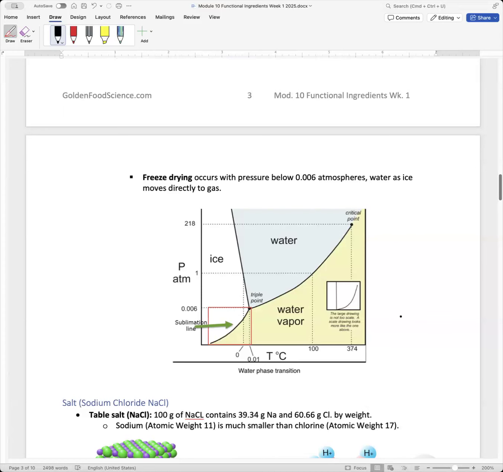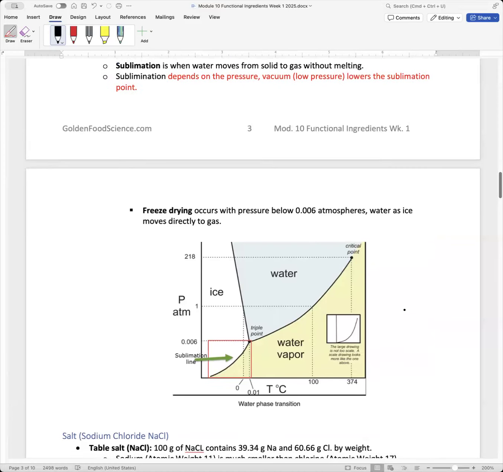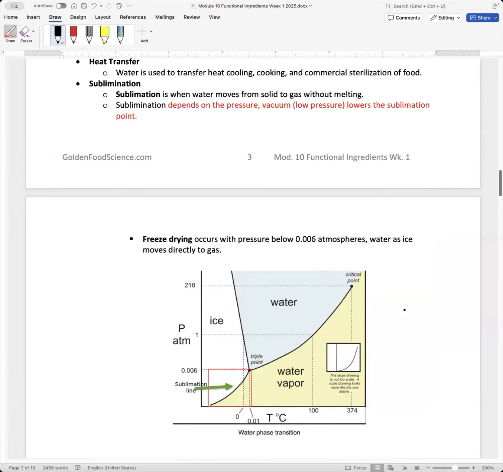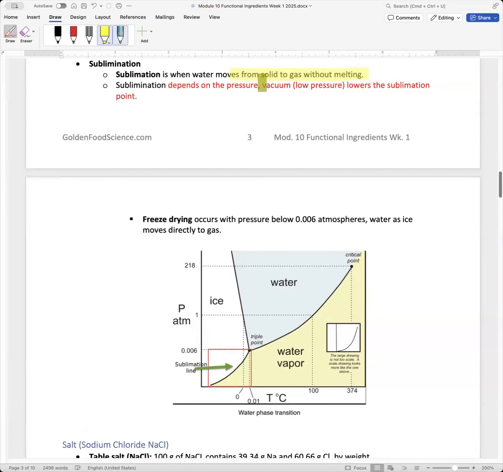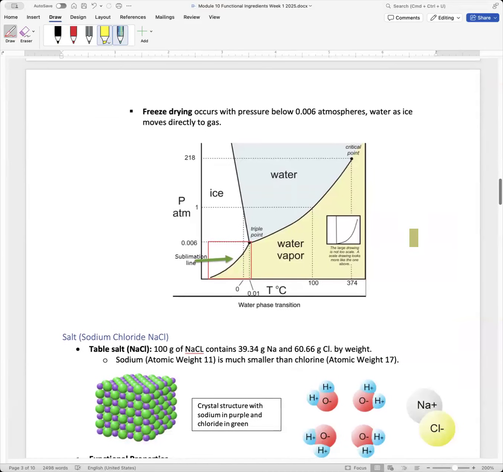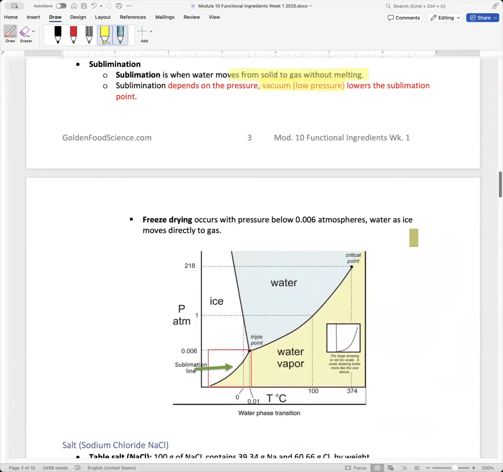That's why freeze-dried food is kind of spongy-like. So that's called the sublimation point. And what it is, vacuum or a low pressure lowers the sublimation point. Questions about that? Has anybody ever worked with any freeze drying?